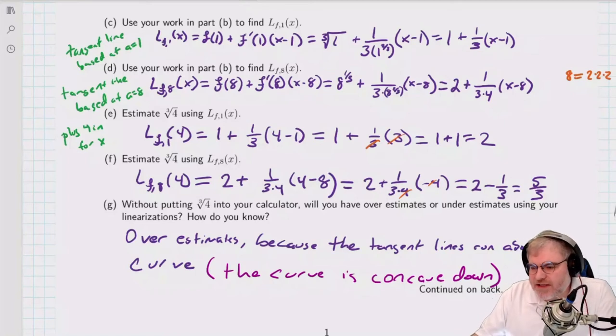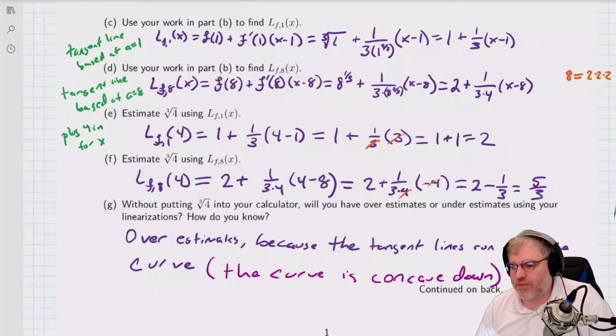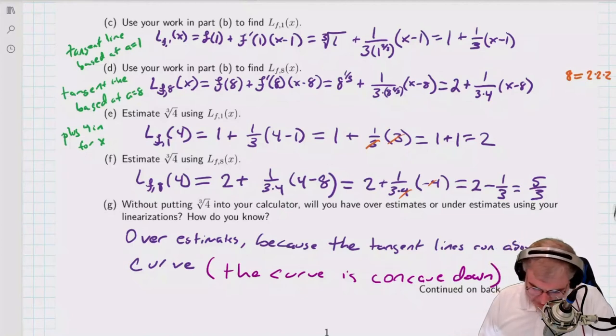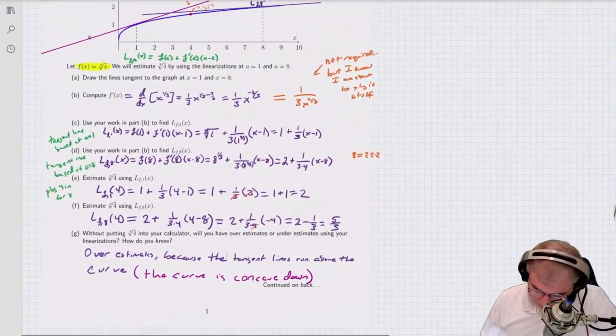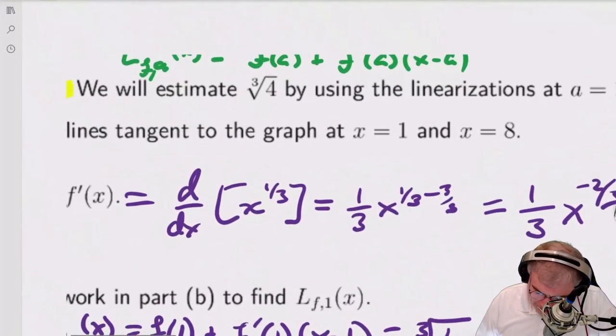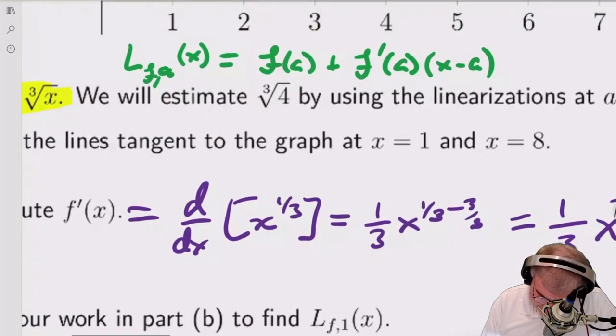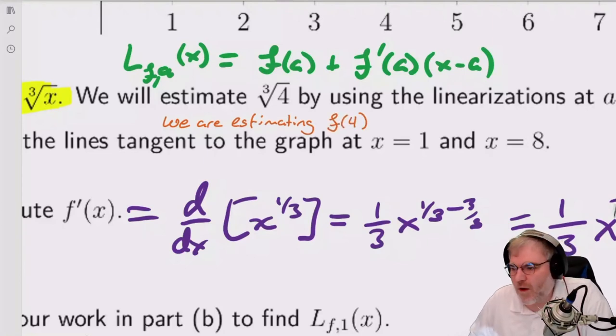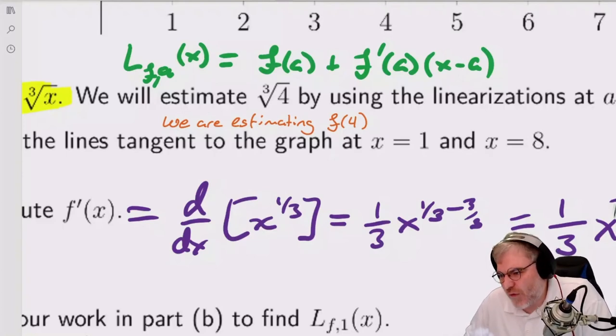All right, so let's talk about the common mistakes. Don't put in the cube root of 4. The whole point of this is not to use a calculator. All right? So we know x is 4 because that's f of 4, right? If I had said estimate, what are we estimating? We are estimating f of 4. Okay, so the cube root of 4 is f of 4, and that's a common mistake.